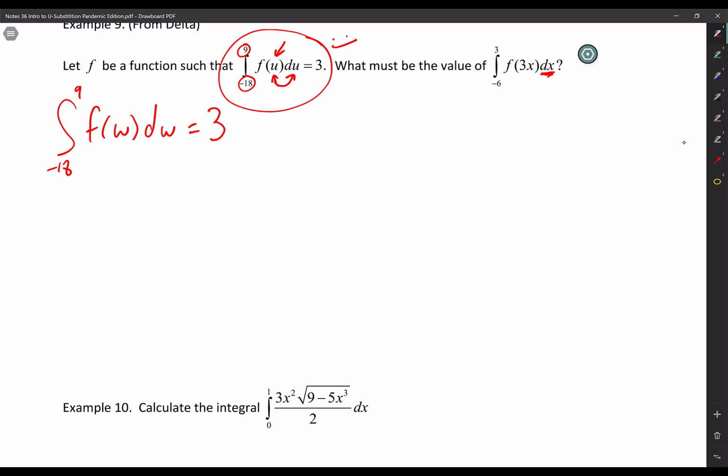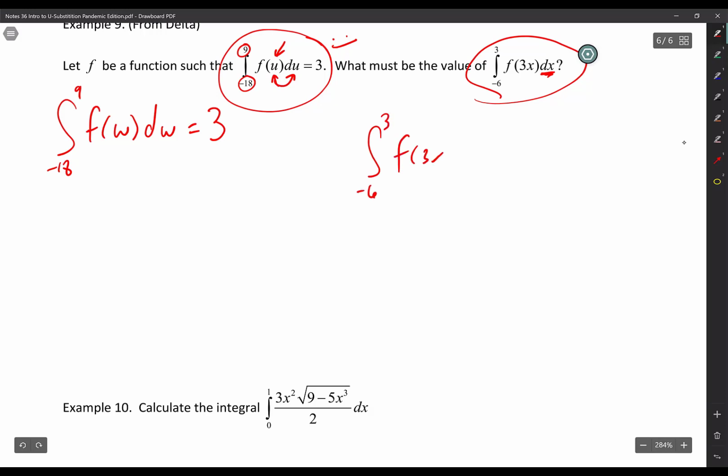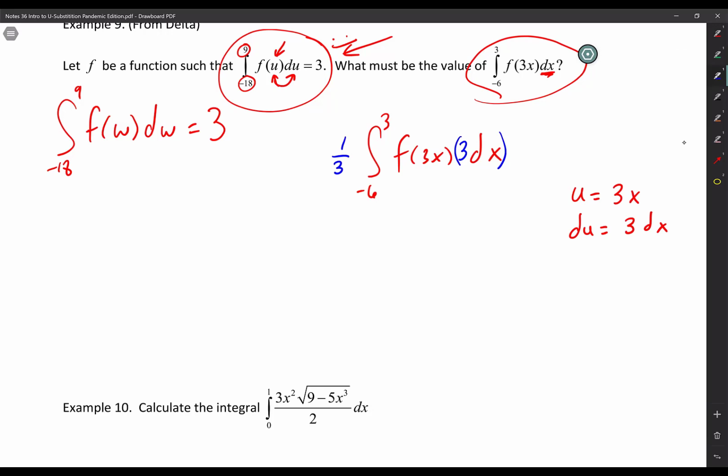Okay, here we go. What must be the value of this? Okay, let's write that down. The integral from -6 to 3 of f of 3x dx. I don't know what that is, but I know what this one is. So I'm going to say on the side, u equals 3x. So du equals 3 dx. What am I missing for me to do that substitution? A 3. So I put a 3 there. If I put a 3 there, what do I put on the outside? 1/3.